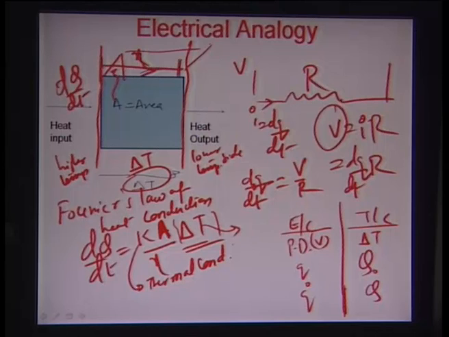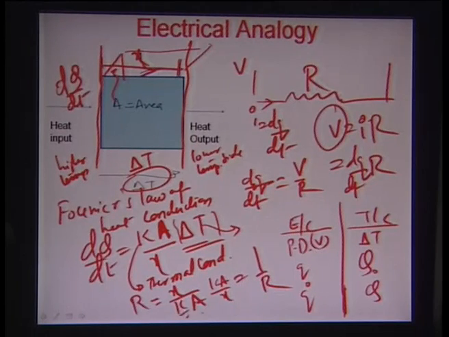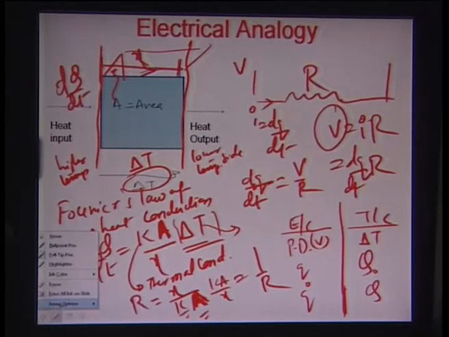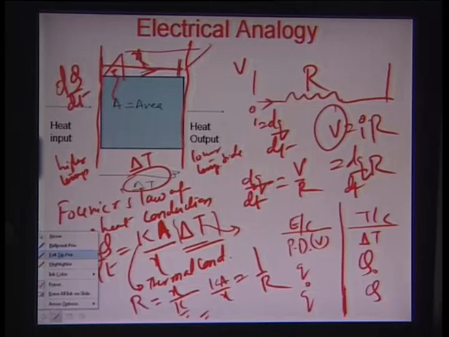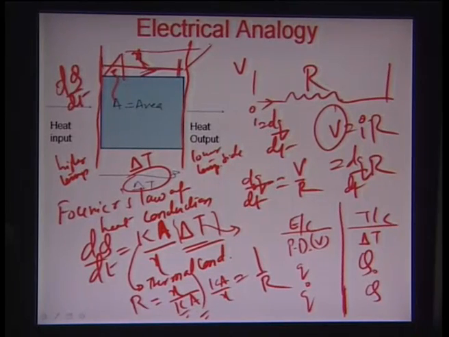So delta T is the equivalent of V, and essentially K by X is the same as 1 by R, or R, the thermal resistance in this case, is X by K times A. K is the thermal conductivity, A is the area of cross section perpendicular to the direction of the heat flow, and X is the length across which the heat flows, causing a temperature difference of delta T across both its surfaces. So the thermal resistance equivalent in this particular thermal circuit is X by K times A.